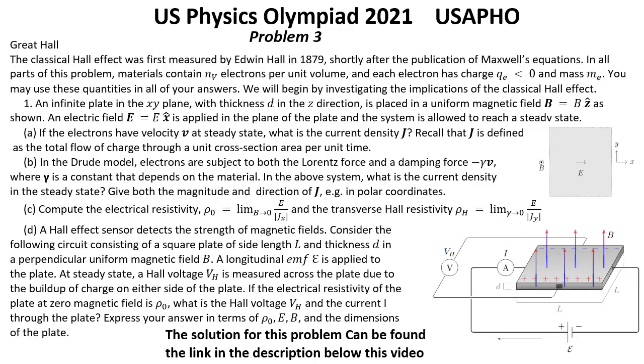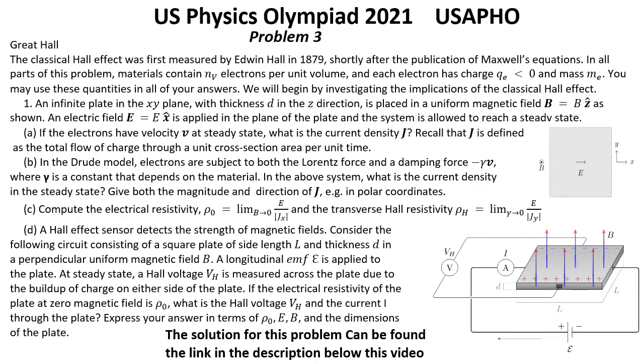Question A. If the electrons have velocity v at steady state, what is the current density J? Recall that J is defined as the total flow of a charge through a unit cross-section area per unit time.